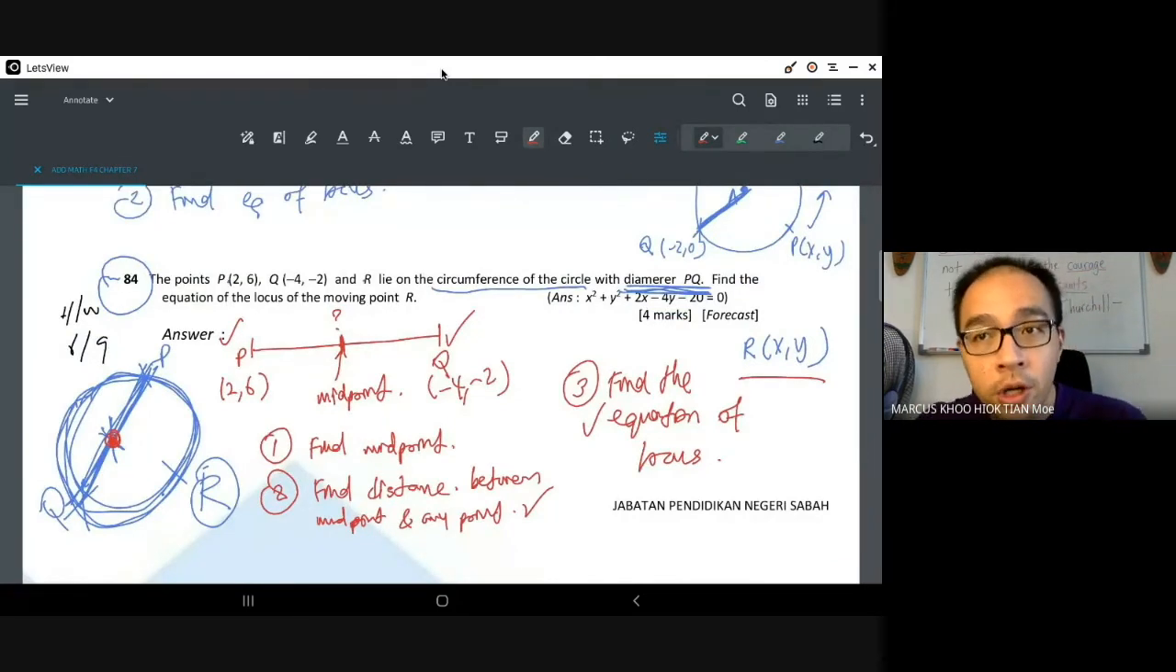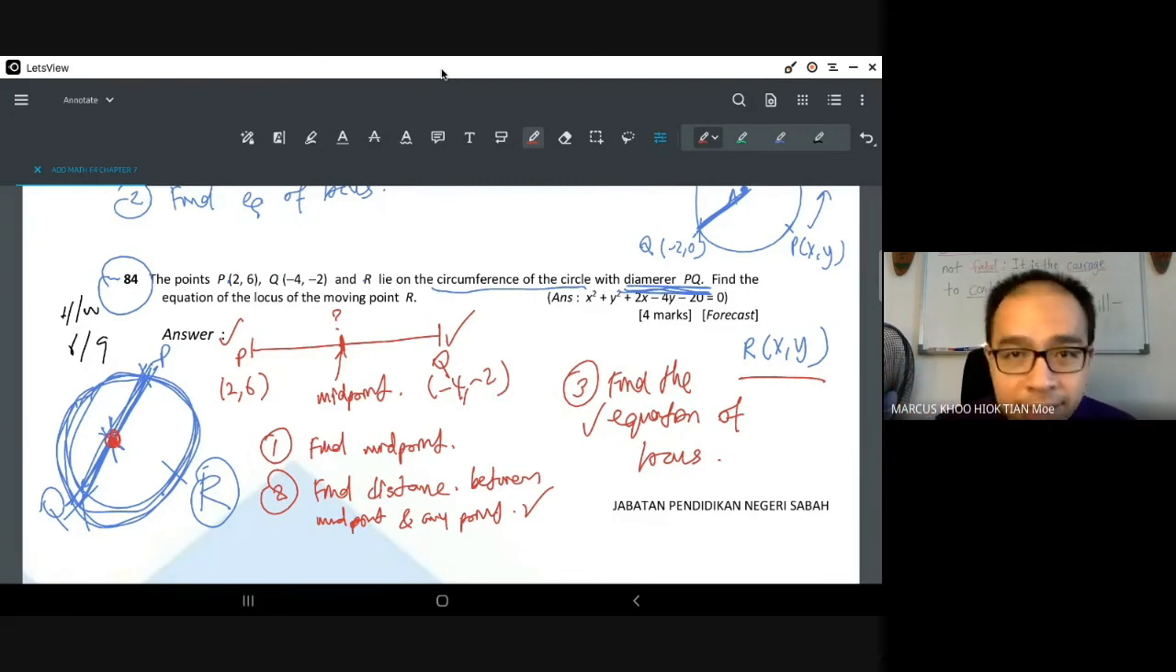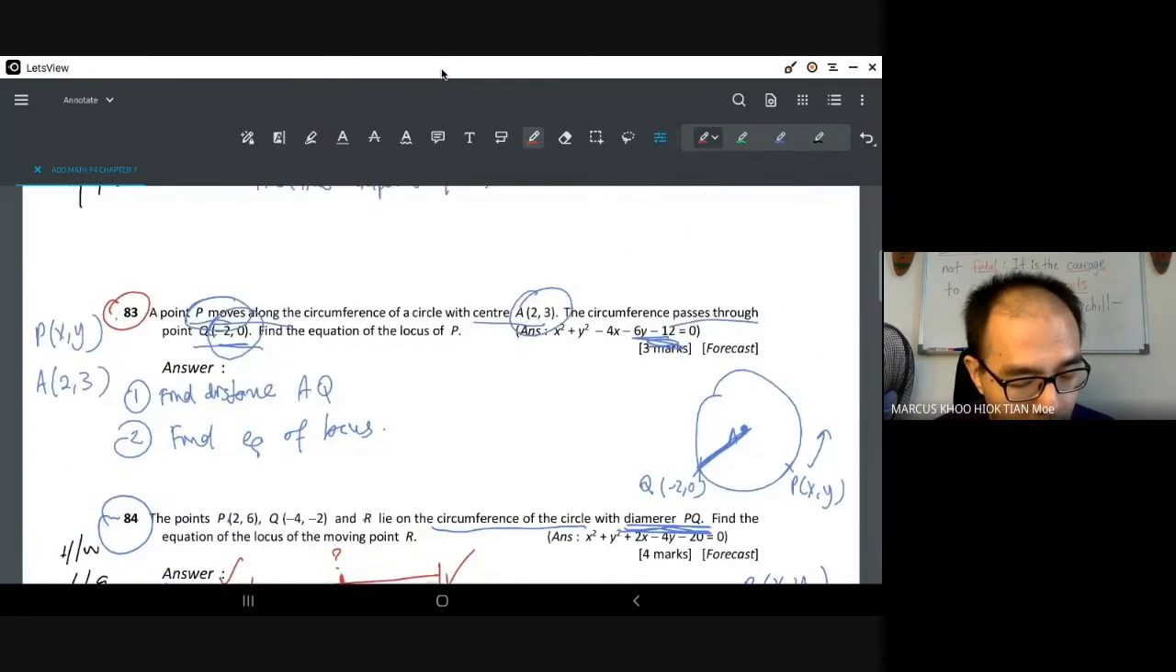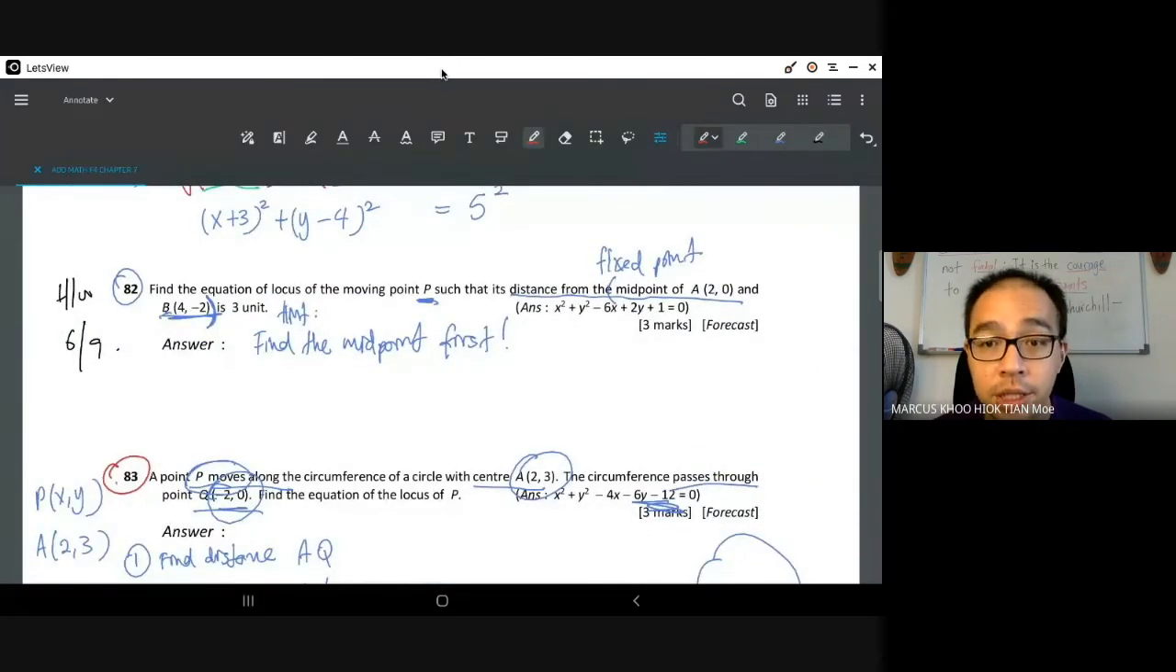That's why in coordinate geometry, you cannot just treat everything separately. It's all connected. Everything that you learned in the past is all connected, and we see it in this kind of question, in the locus question. All right. So your second homework for the day is question 84. First homework is question 82.